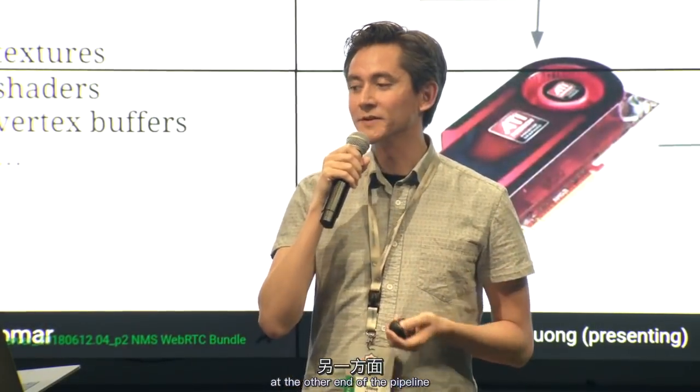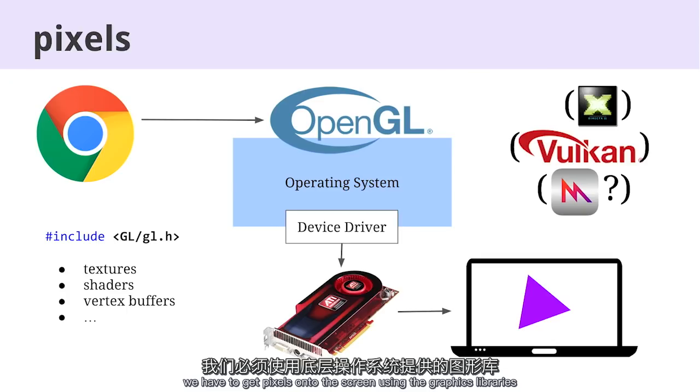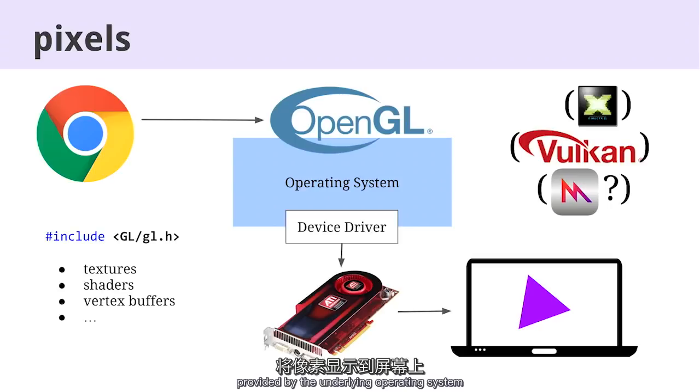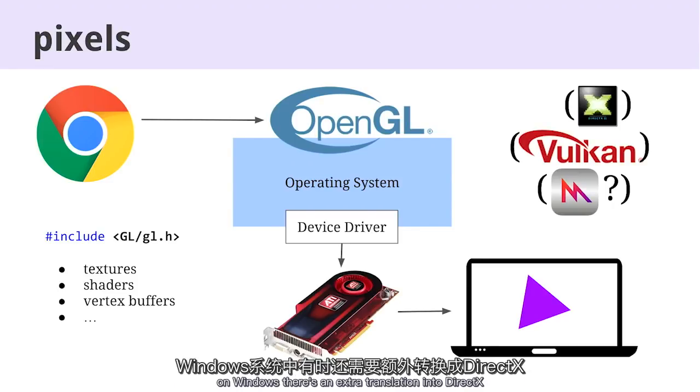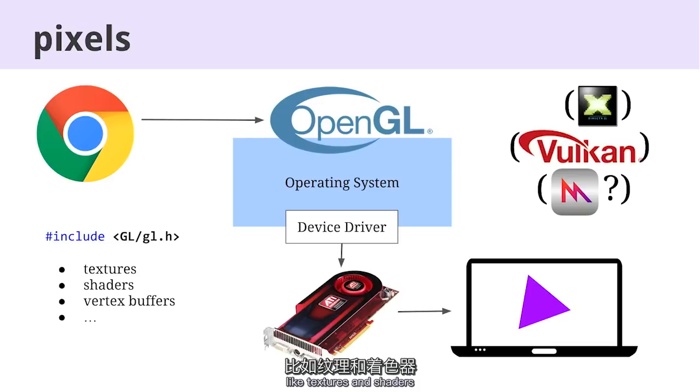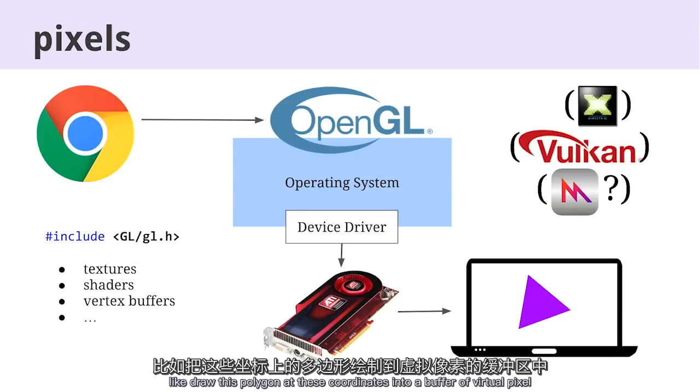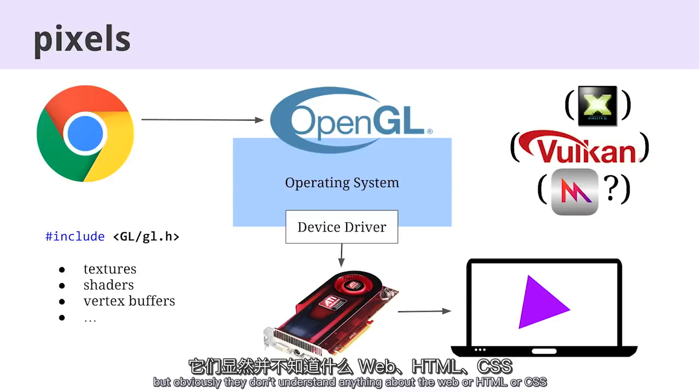At the other end of the pipeline, we have to get pixels onto the screen using the graphics libraries provided by the underlying operating system. On most platforms today, that's a standardized API called OpenGL. On Windows, there's an extra translation into DirectX. In the future, we may support newer APIs such as Vulkan. These libraries provide low-level graphics primitives like textures and shaders and let you do things like draw this polygon at these coordinates into a buffer of virtual pixels. But obviously, they don't understand anything about the web or HTML or CSS.